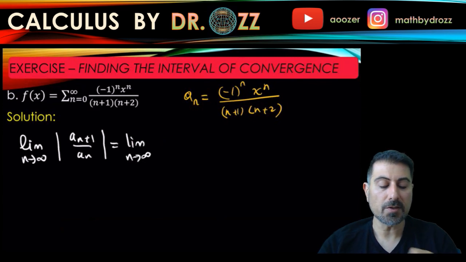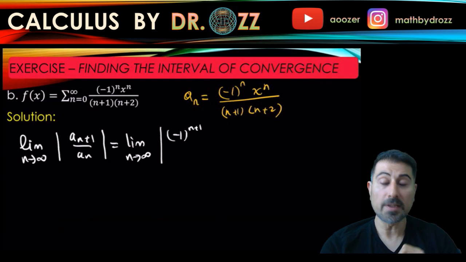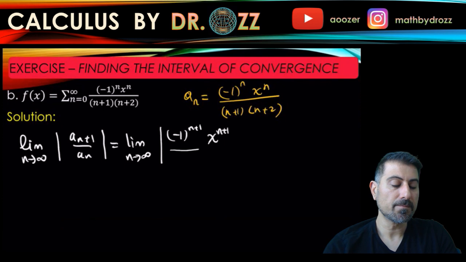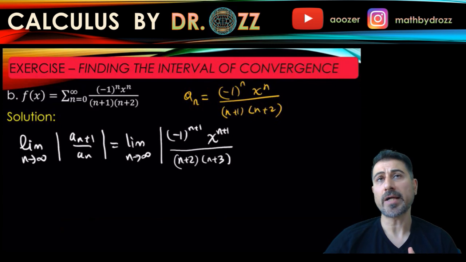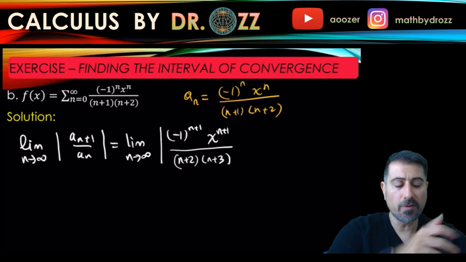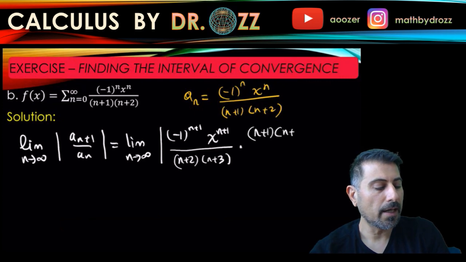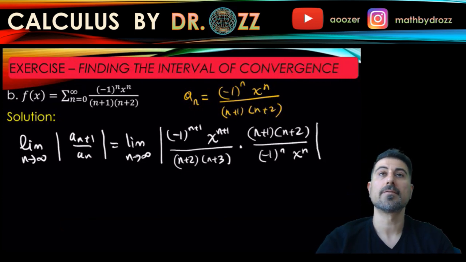So let's write this precisely. All right. So (-1)^(n+1) x^(n+1) over (n+2)(n+3). So this whole thing is a_(n+1). And I'm going to divide it by a_n, but a_n is another fraction, so we generally flip this over. So I'm going to flip a_n over: (n+1)(n+2) over (-1)^n x^n.